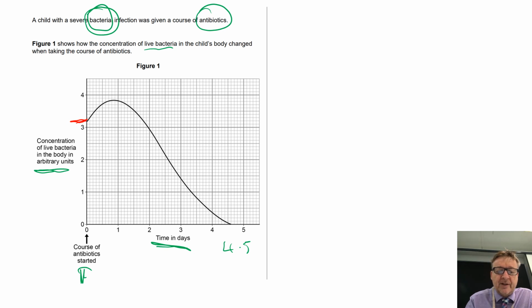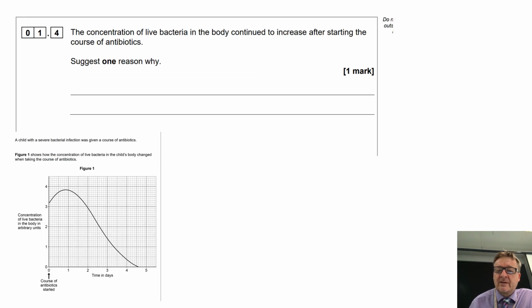Now I'm looking at that. If I start the antibiotics, I reckon there's going to be something to do with the fact that it goes up. Why would it go up if you've just started taking your antibiotics? Don't get that. Okay. The concentration of live bacteria in the body continued to increase after starting the course of antibiotics. Right. So what it is actually doing there, it is actually asking me about that. Suggest one reason why.